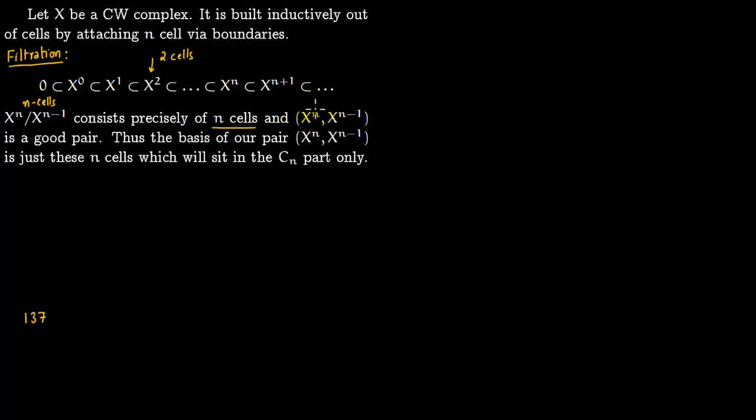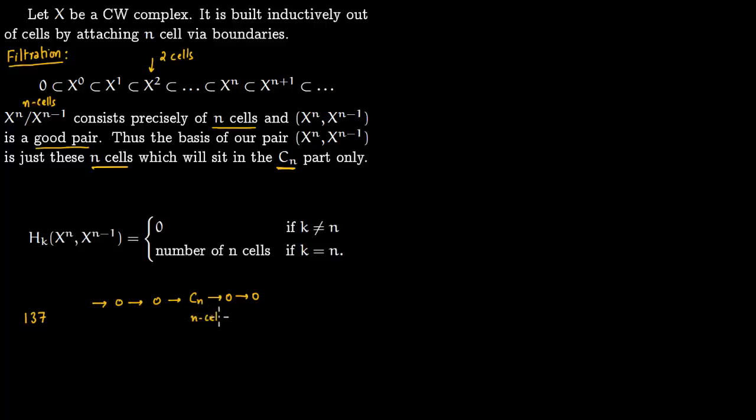And for a good pair, you write it like this: (X_n, X_{n-1}). This is a good pair, and the basis of our pair is precisely these n cells which we have added. These n cells sit in the nth part of our chain complex. So this is how the chain complex will look: the C_n part will be non-zero, where you have the n cells, and everywhere else you will have 0. Now you just count the number of n cells, and that will give you the homology. The homology H_k is 0 if k is not equal to n. If k is equal to n, you just count the number of cells sitting in.